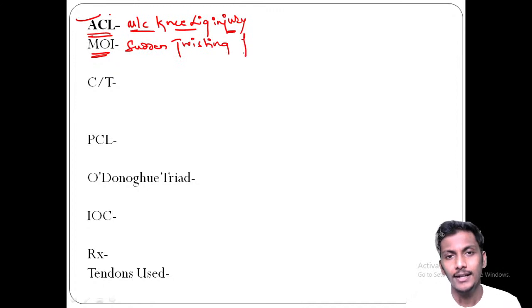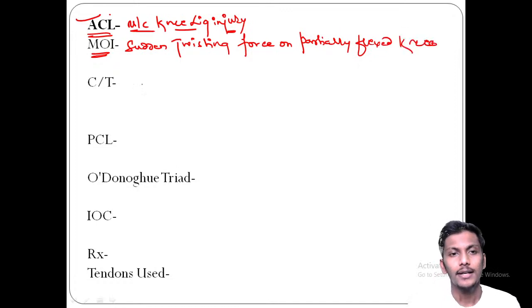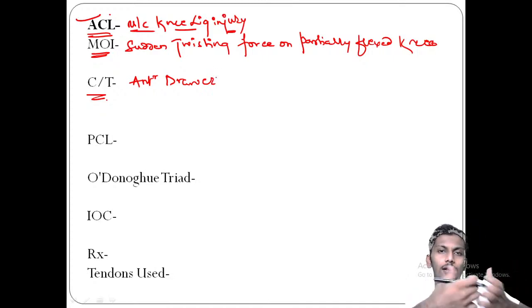They are due to a sudden twisting force, okay? So a sudden twisting force on a partially flexed knee. That is the mechanism of injury usually in cases of ACL injuries. Next, what is the clinical test that we usually perform? The clinical test usually performed is your anterior drawer test. Okay, so what do we do in the anterior drawer test? We try to pull the knee towards us. Okay, anteriorly we try to pull the knee.